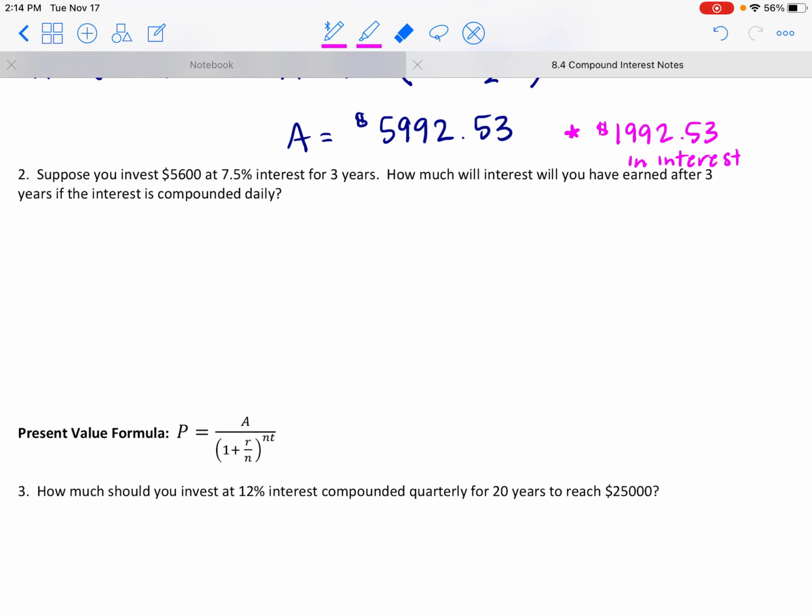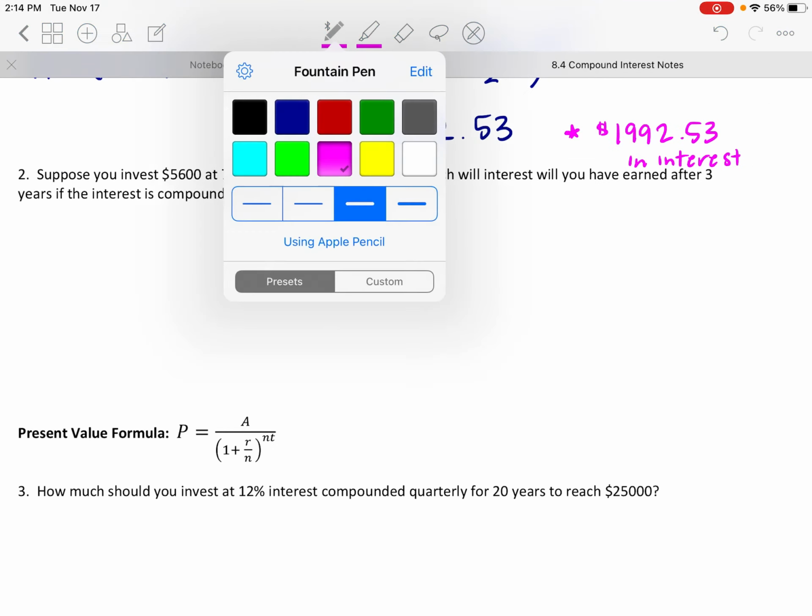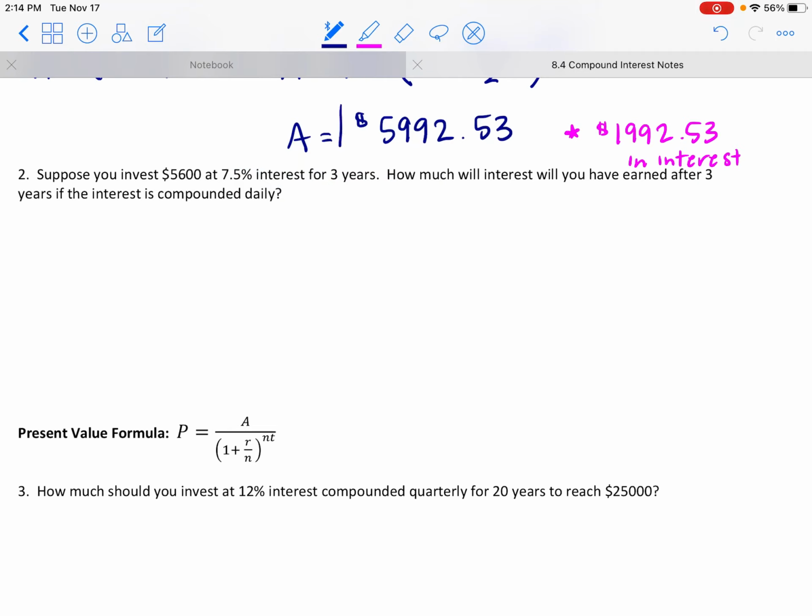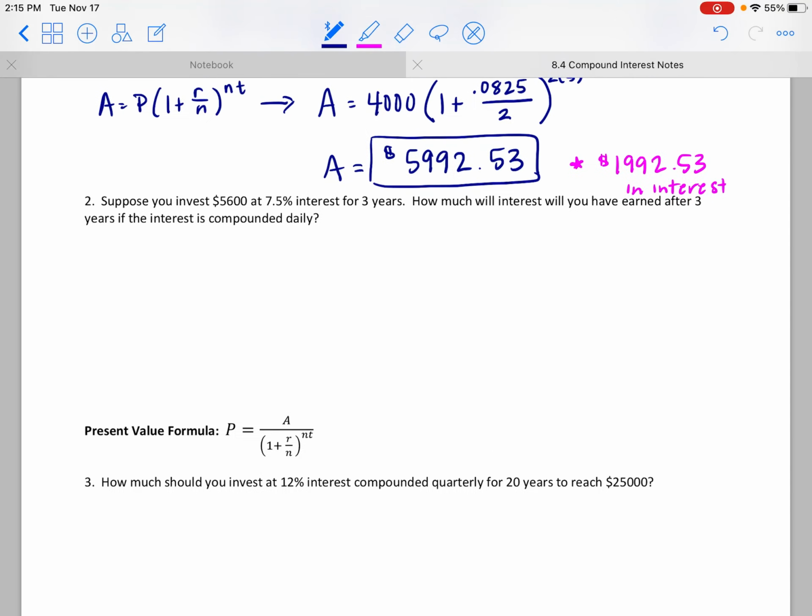Okay, so the answer here was this guy, the $5,992.53, but just so you're aware, that's the difference between what you started with and where you ended is how much interest was earned. Okay? All right, let's try that again.